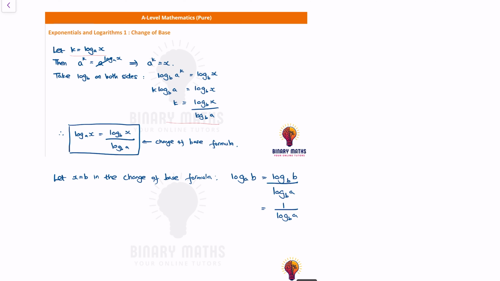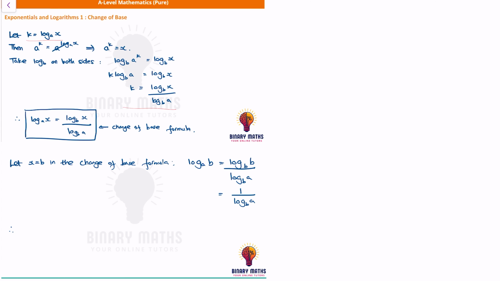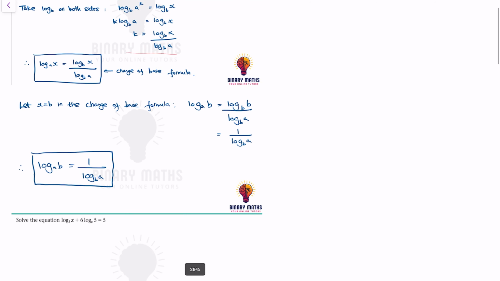And what you end up with is a consequential formula, which is log base a of b is equal to 1 over log base b of a. So these are two formulas that you need to change the base of a logarithm. Let's go through a few examples to demonstrate these two formulas in action.